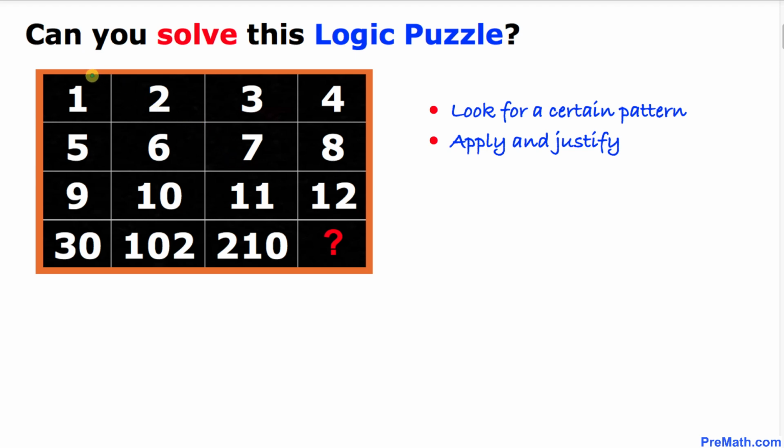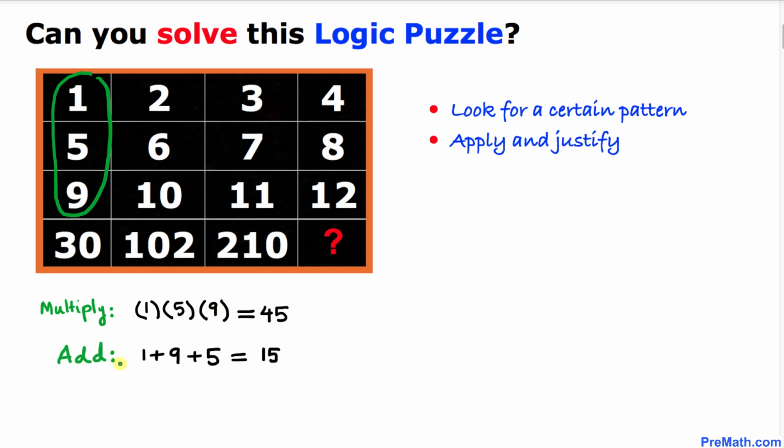Let's focus on the numbers in this very first column on the left: 1, 5, and 9. Here I multiplied these numbers. 1 times 5 times 9 gives us 45. And now I have added these numbers as well. 1 plus 9 plus 5 gives us 15. In the next step, 45 minus 15 gives us 30, and this is the 30 that we got over here.